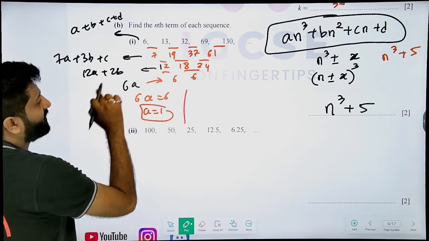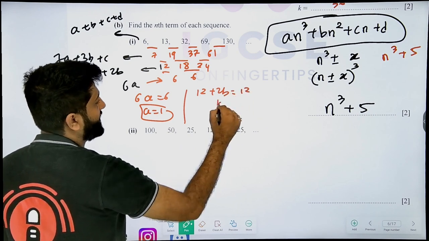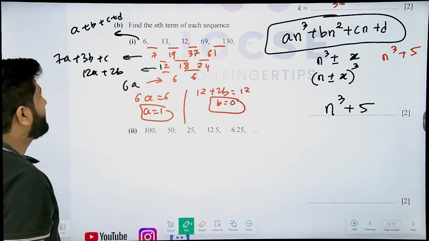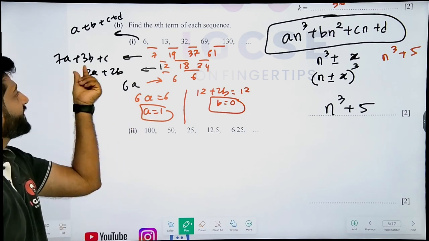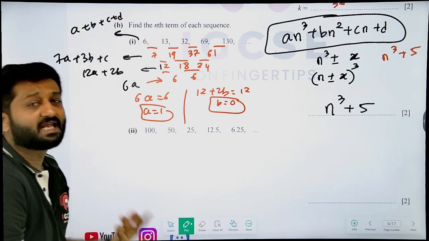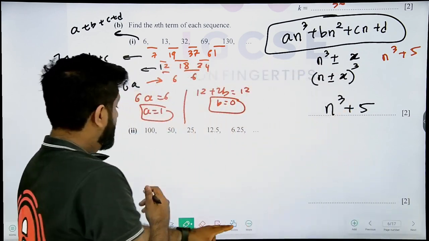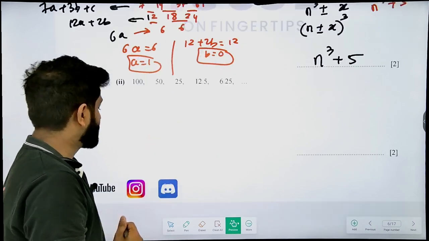I'll substitute the value of a as 1 here, so I have 12 plus 2b equals 12. So b is equal to 0. In the same way, I can substitute the values of a and b and find c. Then substitute the values of a, b, c in order to find d. This can be done easily. Okay. Now going towards the next question.